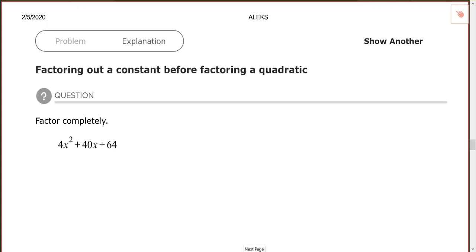All right, this one says factoring out a constant before factoring a quadratic. So you may want to pause and write that down. So again, I always say look for a common factor all the way across. In this case, we see that 4 will go into 4x squared, 4 will go into 40, and 4 will go into 64. So the first thing I need to do is factor out my common factor of 4. And then I have remaining, after I divide each one of those by 4, x squared plus 10x plus 16 in the parentheses.